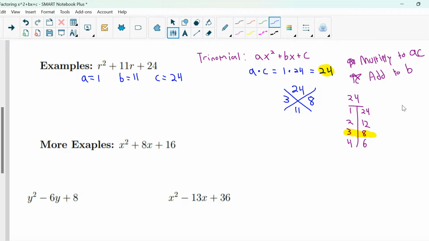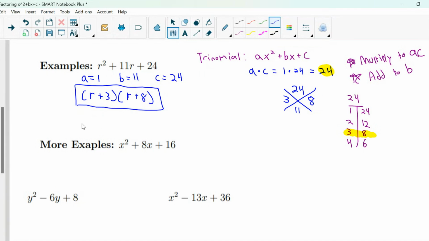Okay, so now how you're going to write this is you are going to take your variable, which is r, and write this as r plus one of your factors, which is 3, times r plus your other factor, which is 8, and that's going to be your final factored form.